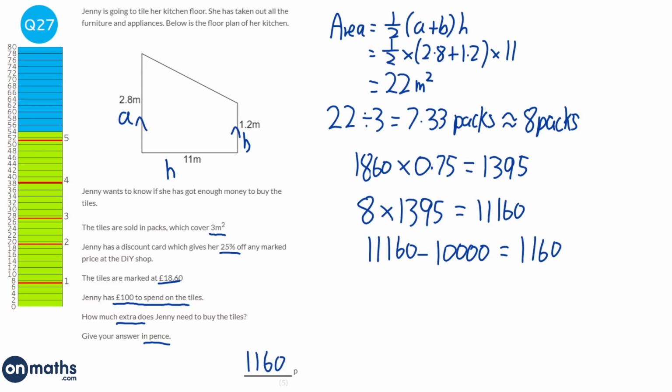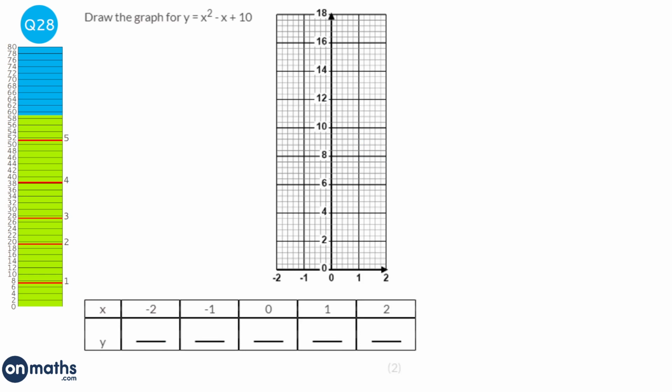So she needs to find £11.60 or 1,160 pence from somewhere. So we're going to start off with x equals 0, and we're going to write out this equation but with 0 every time it says x. So it's going to be y equals 0 squared minus 0 plus 10. Well, 0 squared is just 0, so 0 take away 0 is just 0, plus 10 is just going to be 10. So the answer there would be 10.